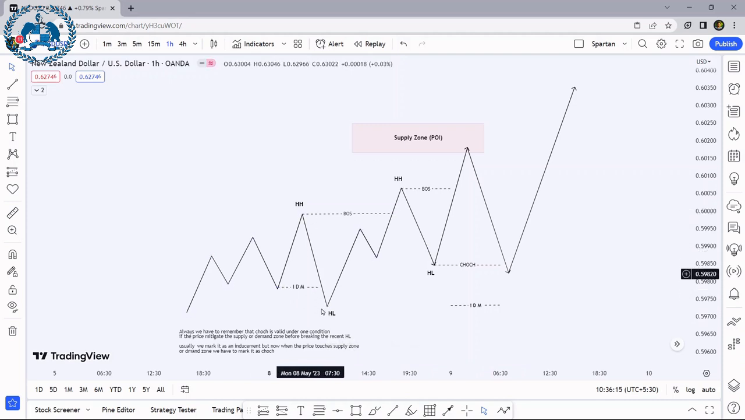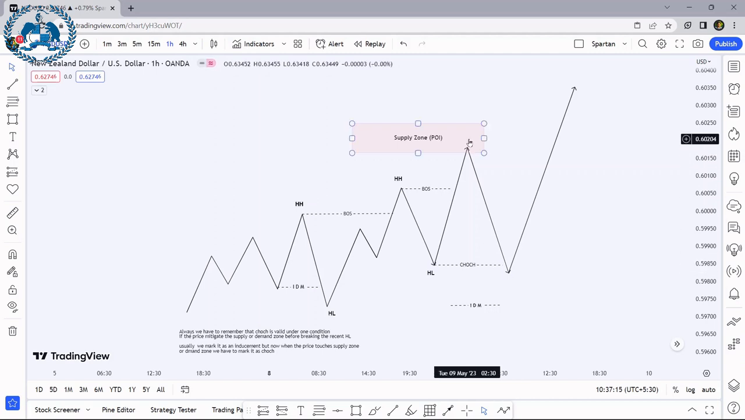So this is the valid pullback. Higher high, higher low confirmed, break of structure also confirmed. Again here higher high, higher low confirmed because it has violated the previous pullback and price goes towards the upside as it is a bullish trend. After mitigating the supply zone, and if it violates the previous higher low, then we have to mark our change of character.